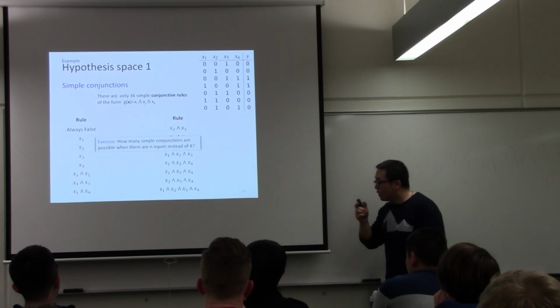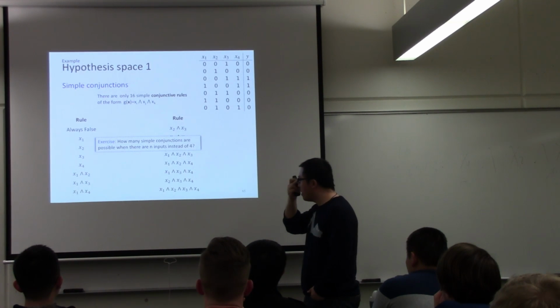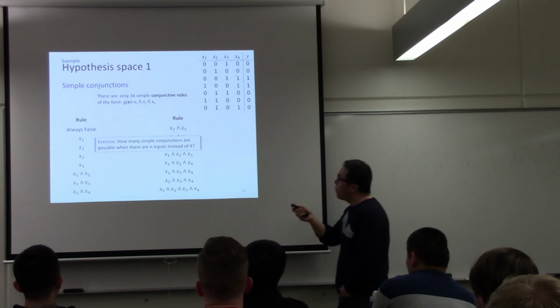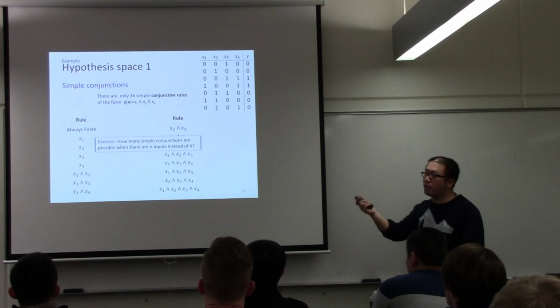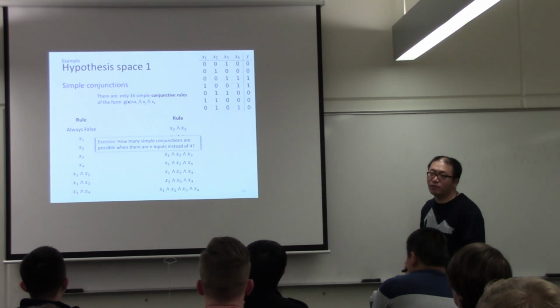And unfortunately, sorry, I wanted to do some example further. So how many simple conjunctions are possible when there are n inputs instead of 4? Yeah, 2 to the n. Yeah, 2 to the n, right?